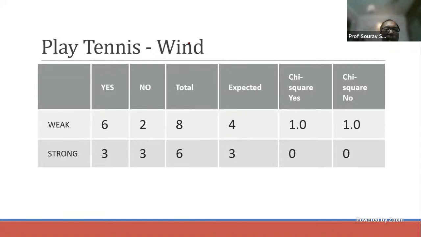Let's go for the wind part. In the wind, once again, I have 8 plus 6, 14 cases, of which 8 are weak and 6 are strong. So for 8 cases, I have 2 decisions, yes and no. Ideally it should be split equally between the yes and the no. So this is my expected value. 8 by 2 decisions, yes and no, 4.